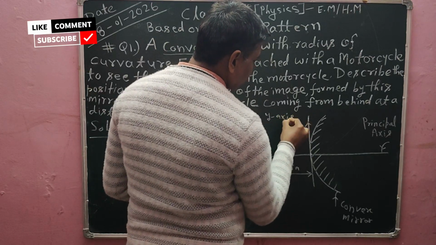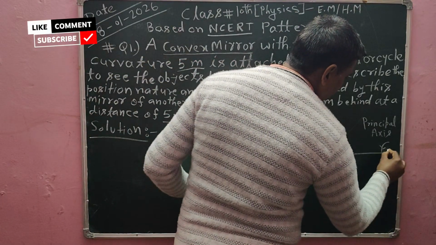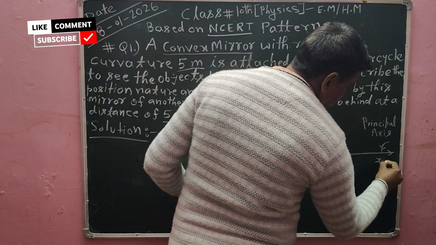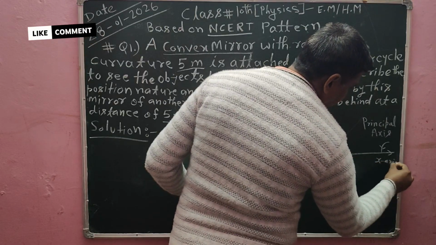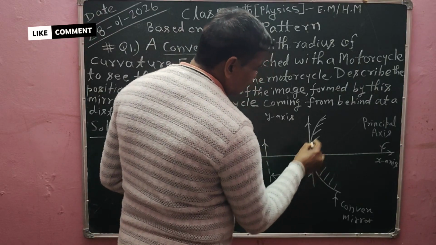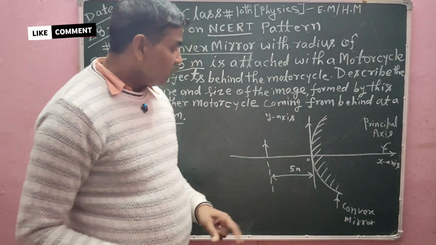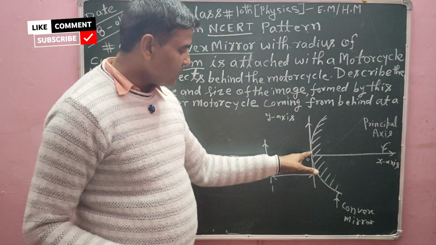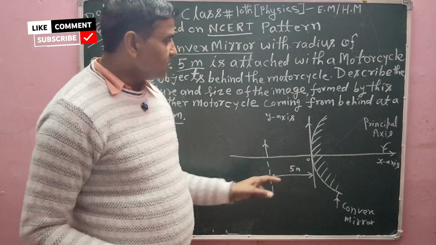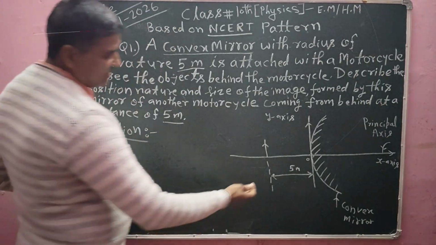This is important, each and every student has to know it. The principal axis is also called the x axis. I will say this is the origin, the intersection of the mirror and the principal axis. Now the distance from the center of the mirror to the object is given here as 5 meter. So I have taken it here.